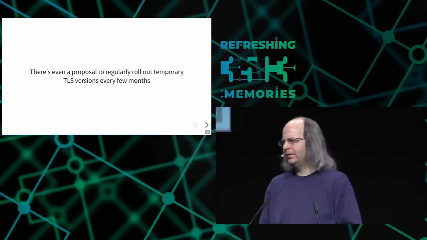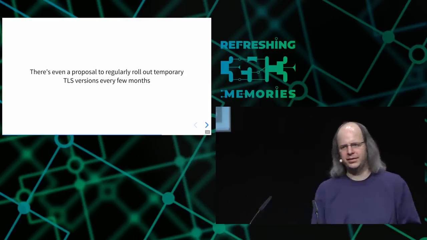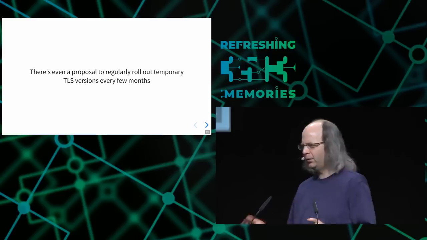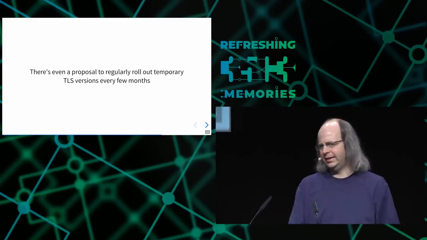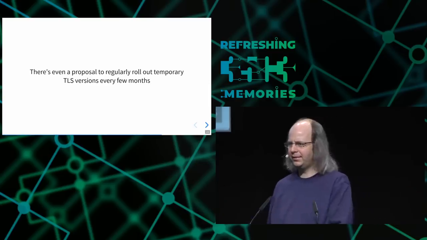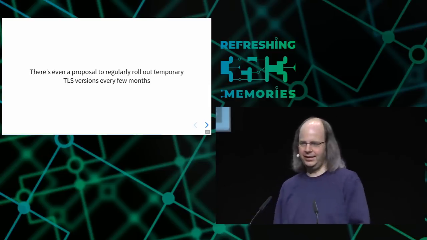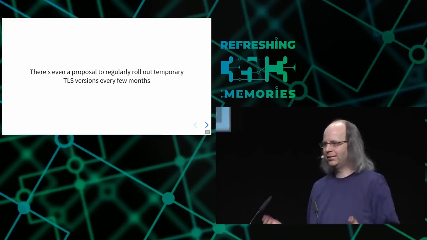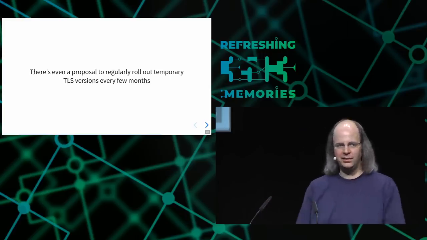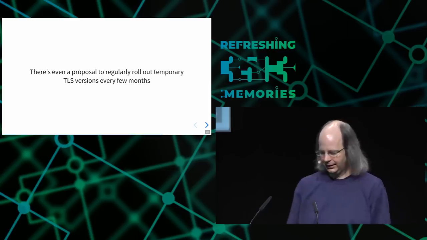There was a proposal from David Benjamin from Google who said, maybe we should just every few months, every 2 or 3 months, ship a new temporary TLS version, which we will use for 3 months, and then we will deprecate it again. To just constantly change the protocol so that the internet gets used to the fact that new protocols get introduced.